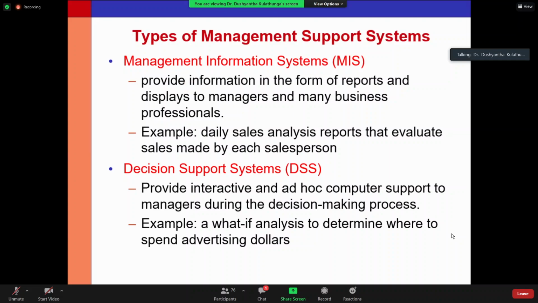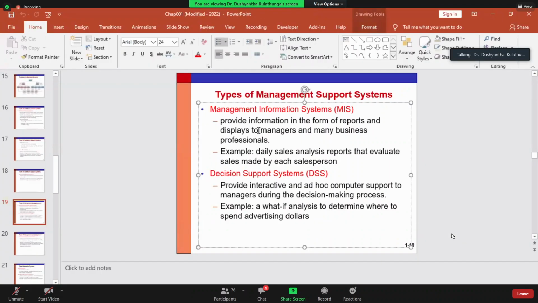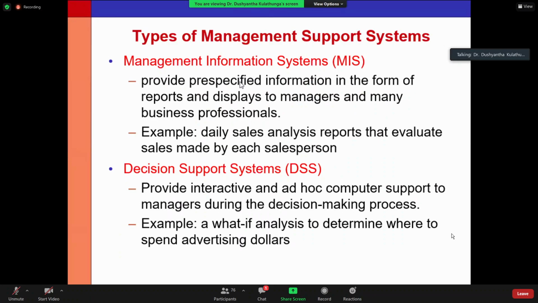Shall we edit here? I think the textbook is missing it. In the diagram, I think it was specified, but here it is missing. So it basically provides pre-specified information in the form of reports and displays to managers and many business professionals. So I think you know what we mean by pre-specified information. That means your information requirements can be specified in advance.